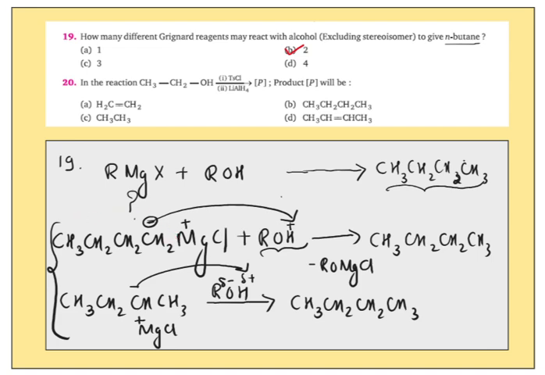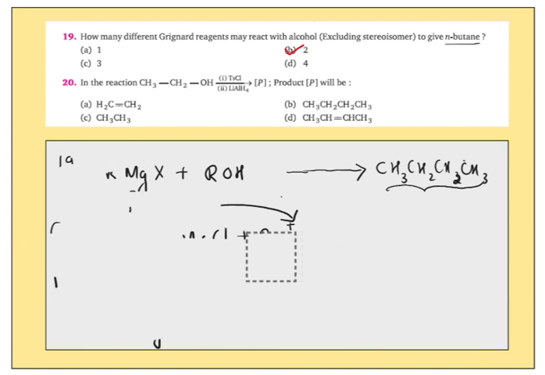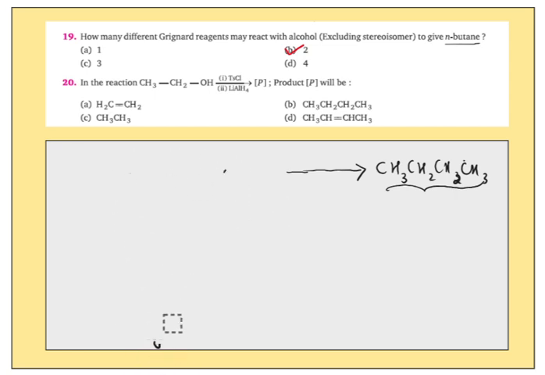Right? So now moving on to the 20th question. For this question, we know that ethanol is reacting with tosyl chloride followed by lithium aluminium hydride and forming product P. What is product P? We need to predict.